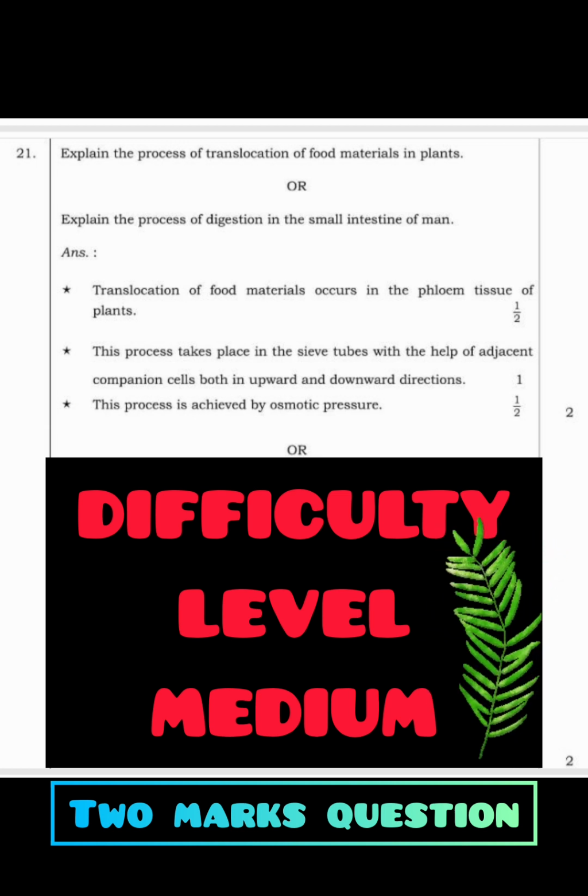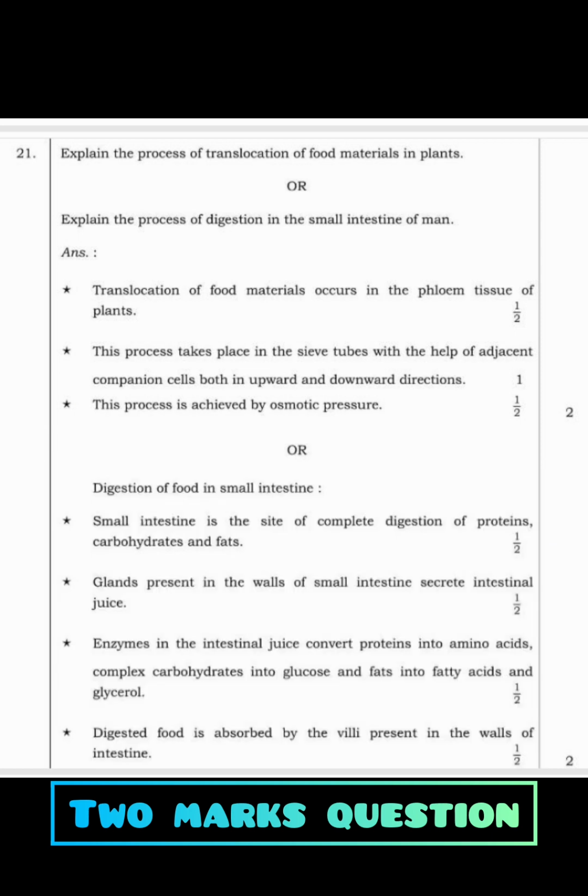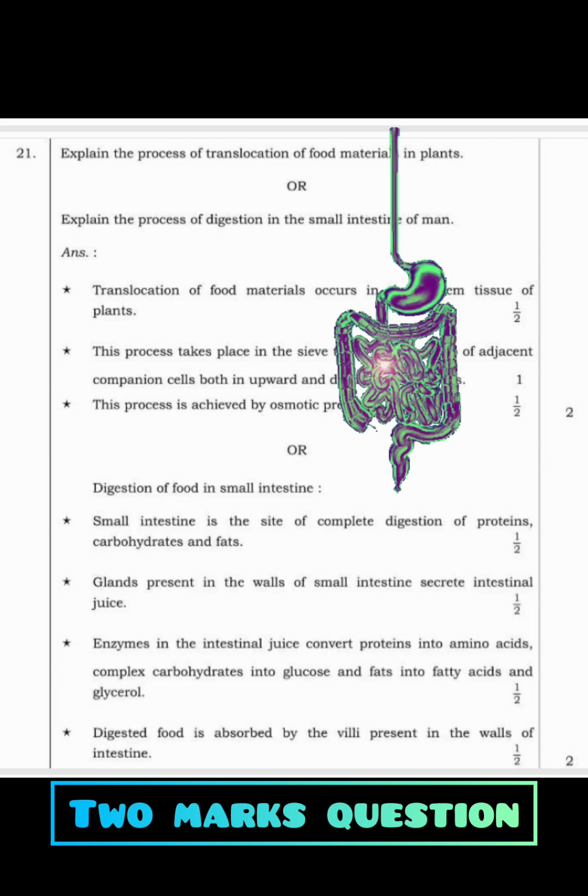Explain the process of digestion in the small intestine of man. Digestion of food in small intestine. Small intestine is the site of complete digestion of proteins, carbohydrates and fats. For this you will get half marks. Glands present in the walls of the intestine secrete intestinal juice. For this again half marks.